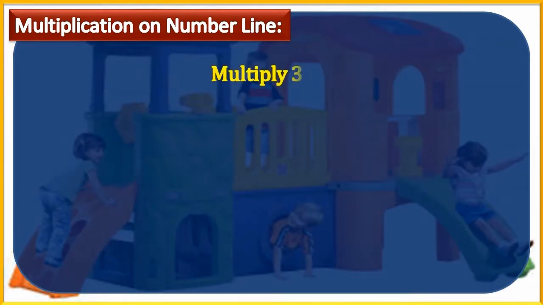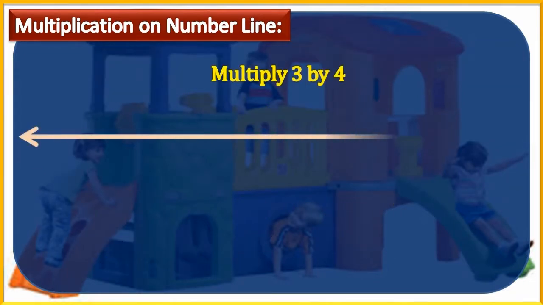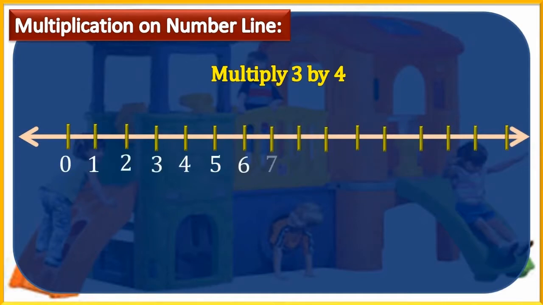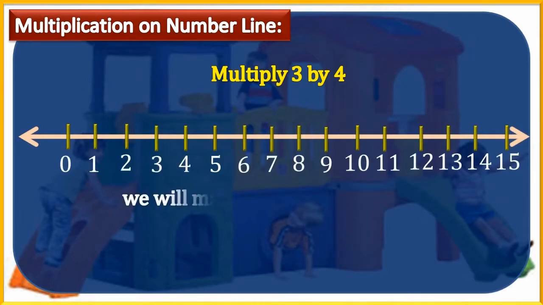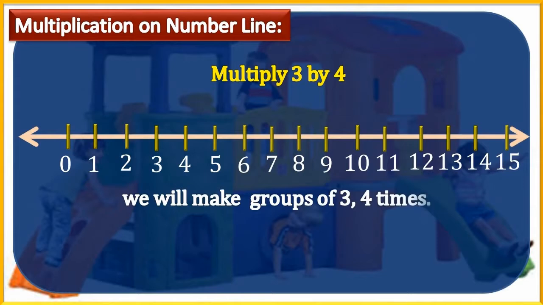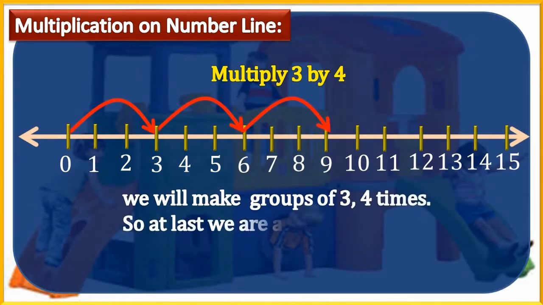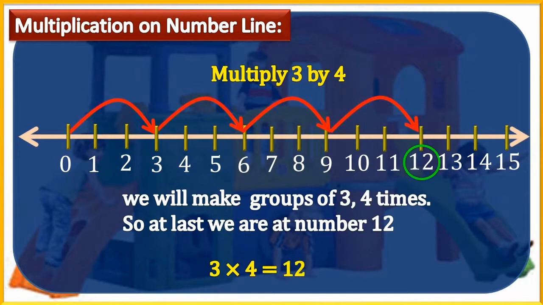In the same way, for multiplying a group of 3 by 4, we will make groups of 3 four times. So, at last, we are at number 12. Thus, we have the result 3 multiplied by 4 equals 12.